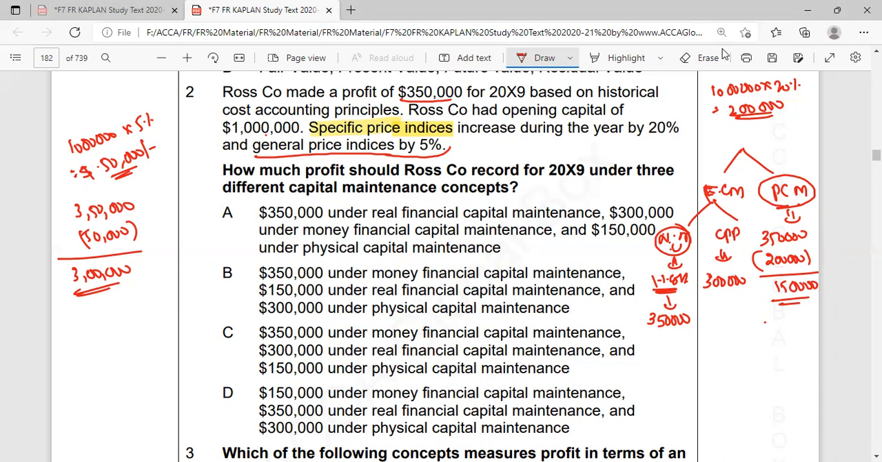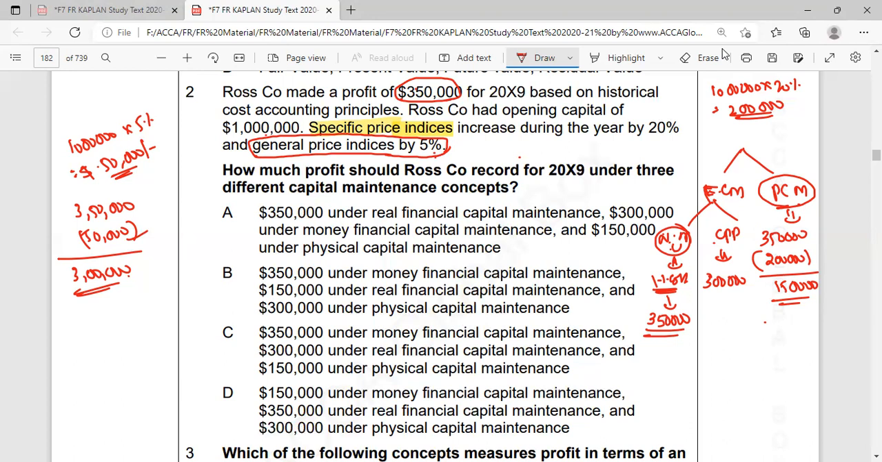Then real money values are nothing but constant purchasing power, by considering the changes in prices, and physical capital maintenance. In case of nominal value, capital maintenance is not at all required. So the total 3,50,000 is the profit. This is the historical cost approach. In case real money values are considered, we have to consider price indices, and that too general price indices. For maintenance of the capital, 5% is required. 10 lakh into 5% is 50,000. So 3,50,000 minus 50,000 is 3 lakh.